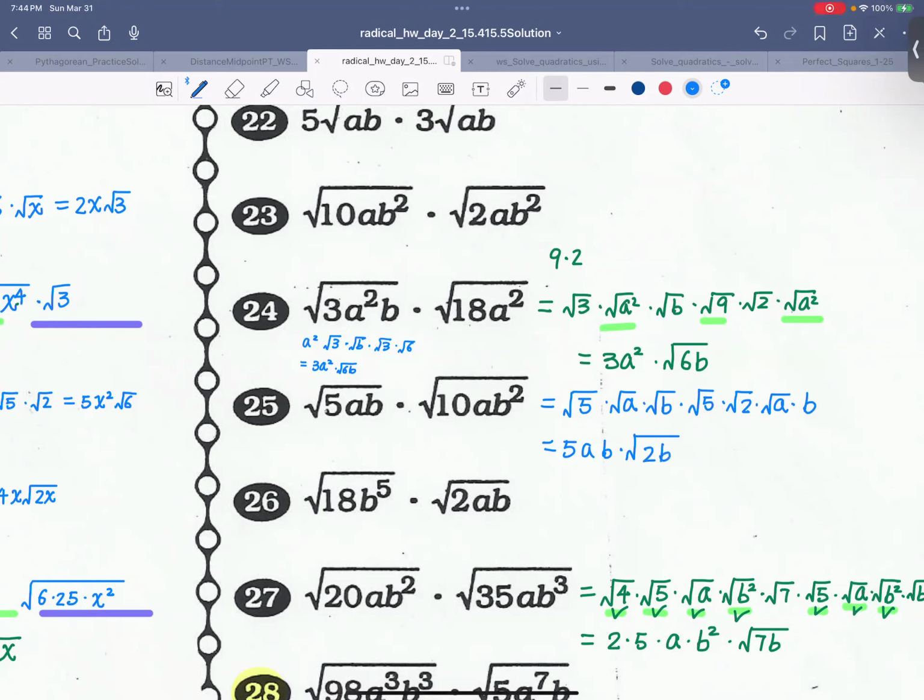Yes, very good. Because square root 5 gives you 5, square root A here gives you A, and square root B, no, not that square B, and B put outside, so the inside is this. Perfect, you got it. Very nice. Now you try 26.